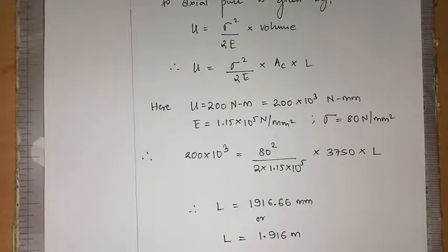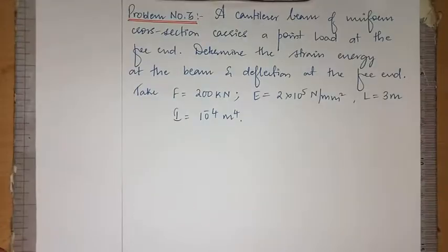Next we'll be proceeding to the next numerical, that is numerical number 3. A cantilever beam of uniform cross section carries a point load at the free end. Determine the strain energy of the beam and deflection at the free end. Take force applied as 200 kilonewton, Young's modulus as 2 into 10 raised to 5 Newton per mm square, length as 3 meters and moment of inertia as 10 raised to minus 4 meter raised to 4.